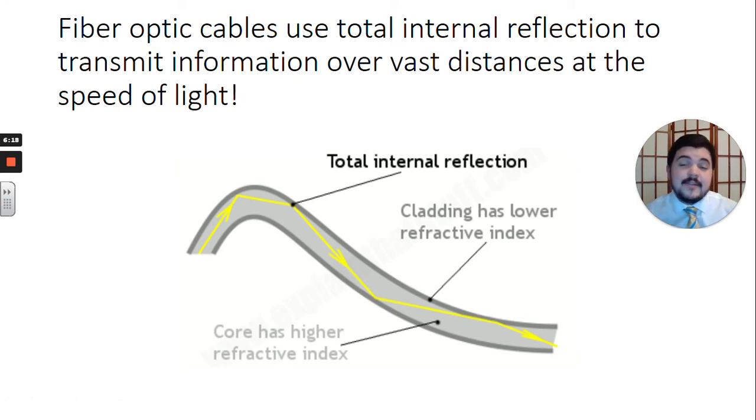So if you send information in your light wave, and you can do that by modulating the frequency of your light wave, think like Morse code light pulses, but more complicated. If you do that, you can send information over great distances, and it's not just at the speed of electron movement or something like that, but it's the speed of light.